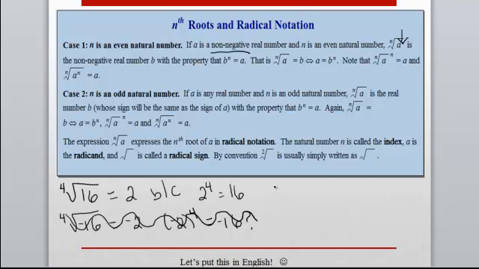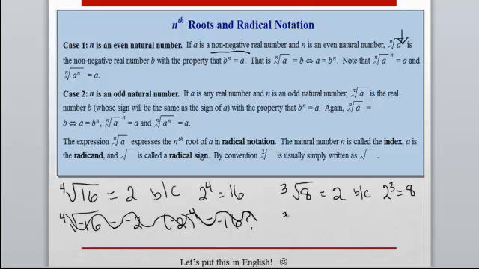Okay, so what if we have an odd index? By the way, this little number is called an index right here. That's what I'm talking about. Let's say we have the cube root of 8. Well, the cube root of 8 is 2 because 2 cubed is equal to 8.